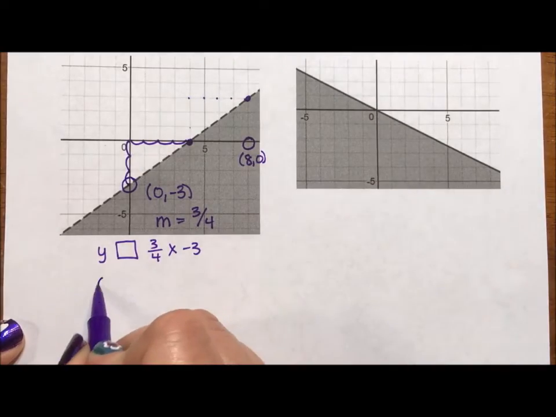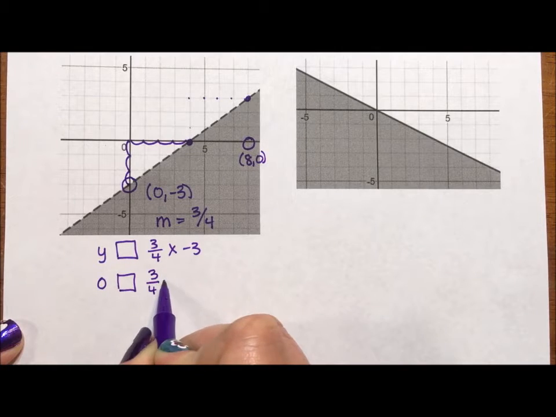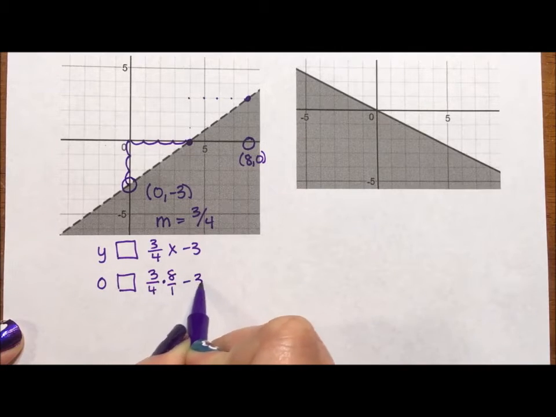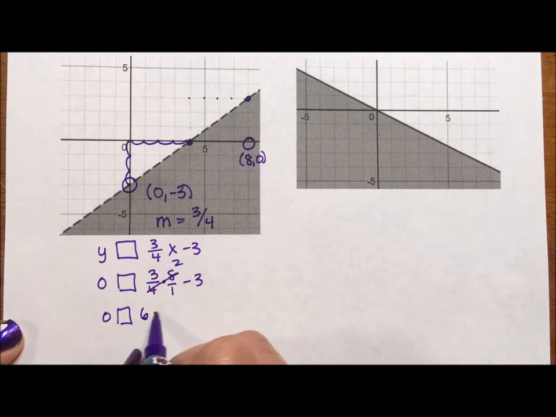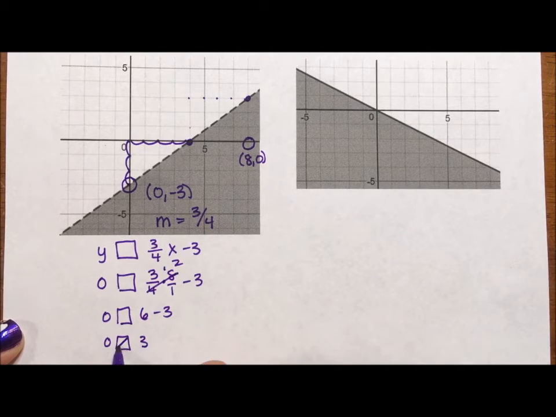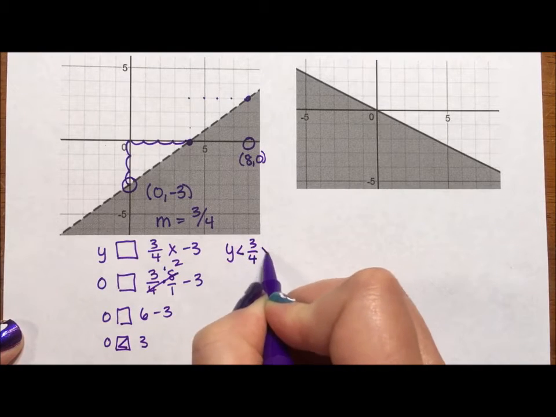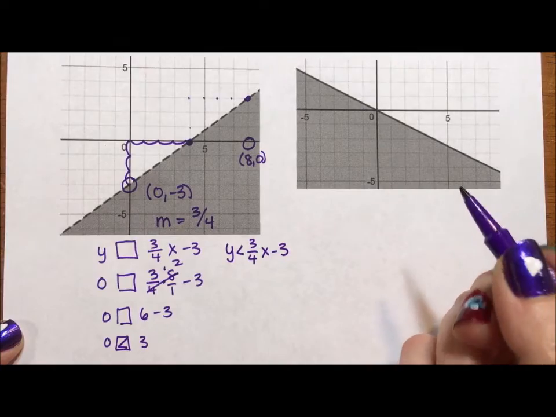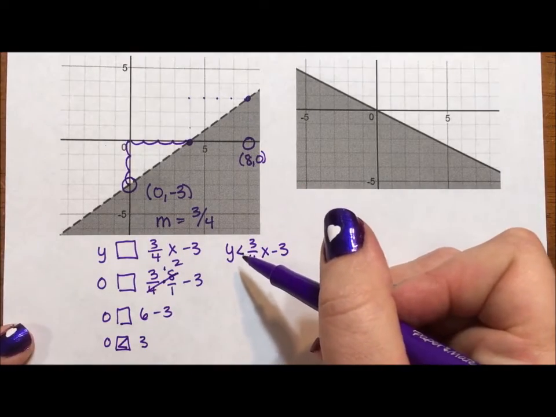So when y is 0, this has to be true. 3/4 times 8, let's see, that becomes a 2. 0 is what of 6 minus 3, because 3 times 2 is 6. 0 is what of 3? 0 is less than 3, which means y is less than 3/4 x minus 3. Because it's dashed, it is less than and not less than or equal.